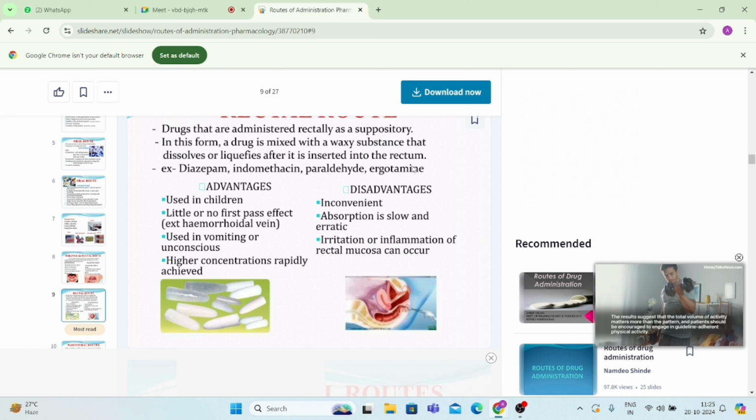Okay, so what are the examples which can be given here? One is diazepam, indomethacin, paraldehyde and ergotamine. Diazepam, indomethacin, paraldehyde and ergotamine. And even this can be given after C-section. You all know what is C-section, right?